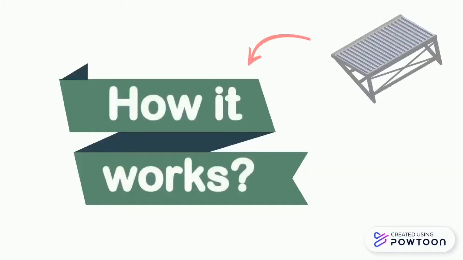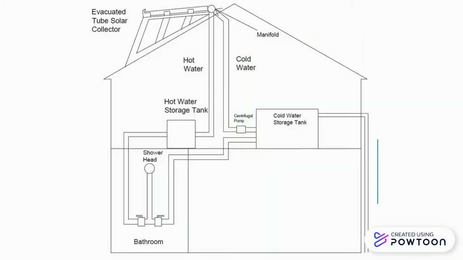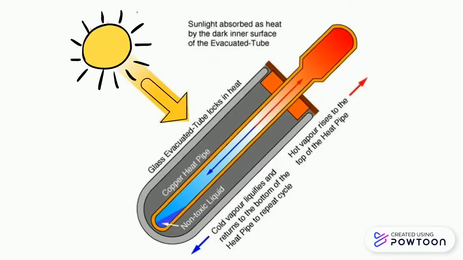Next, let us see how the solar water heater works. First of all, water is pumped by a mini centrifugal pump from the cold storage tank to the manifold of the evacuated tube solar collector that is located on the roof. The sun's radiation hits the evacuated tubes and gets absorbed by the absorber coating inside the tubes.